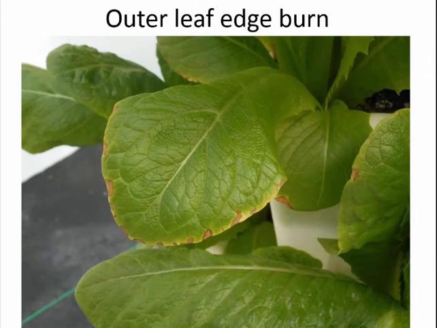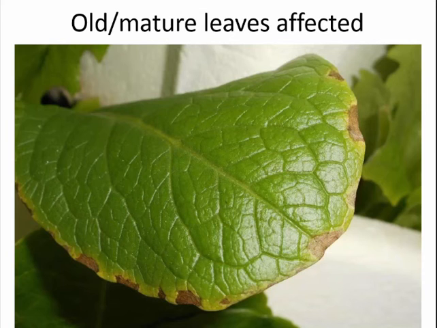A separate disorder in lettuce that's often talked about when people talk about tip burn is really a different disorder. It's called outer leaf edge burn. So in this case, it's not the growing point and new leaves that are affected, it's the outer leaves that are affected. And in this case, on the edges of the leaf, especially where the veins end in the leaf, you see again this necrosis, so death of tissue.